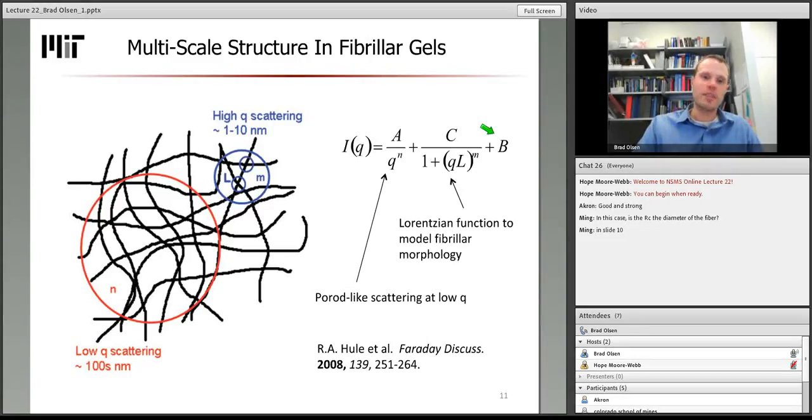And so the idea is that the Lorentzian function can capture high Q scattering in this system around 1 to 10 nanometers, whereas the Porod-like scattering is the low Q scattering structure at larger length scales of approximately hundreds of nanometers.